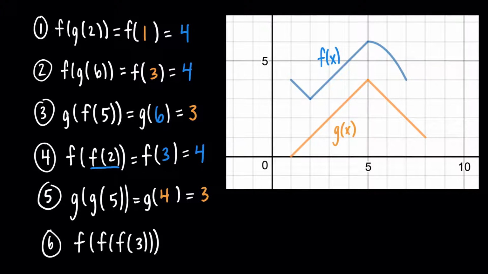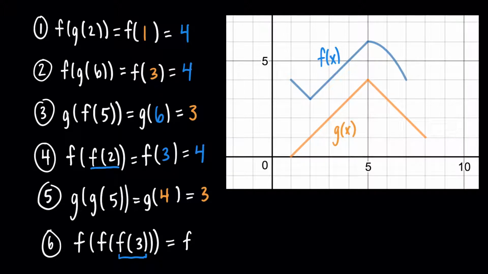And then I have a kind of a doozy question here. What is this? There's so many f's. This is confusing to even read. What is f of f of f of 3? Okay. So what we're going to do is go from the inside out. We're going to start with this first, then we'll work our way out.